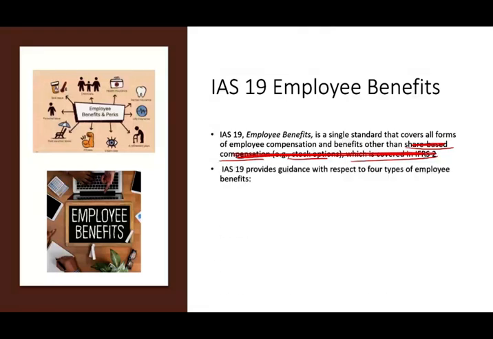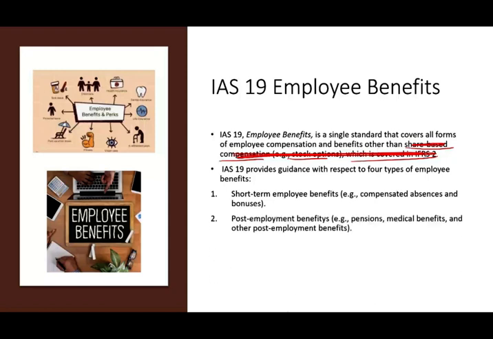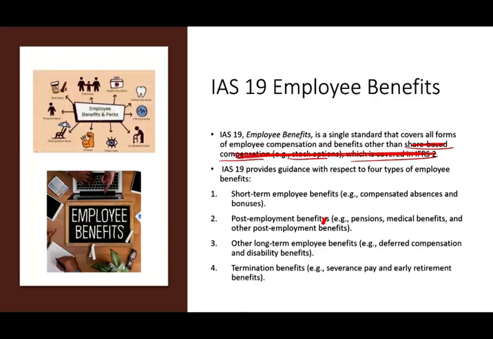So IAS 19 provides guidance with respect to four types of employee benefits. Those are: short-term employee benefits, such as compensated absences and bonuses; post-employment benefits, and this is what we're going to be spending most of the time on, pension, medical benefits, and other post-employment benefits; other long-term employee benefits, such as deferred compensation and disability benefits; and termination benefits, which include severance pay and early retirement, if you are let go.